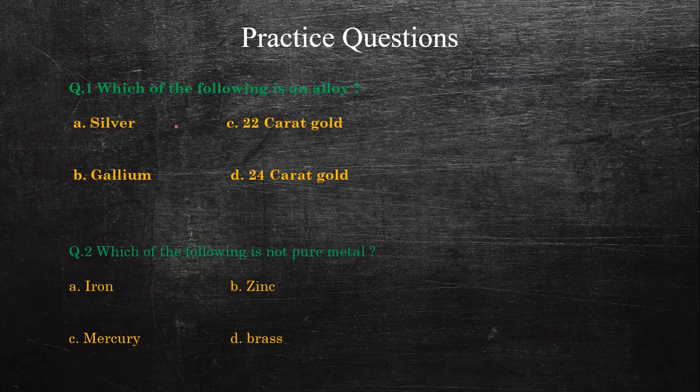Now let's look at the practice questions. Which of the following is an alloy? Silver, gallium, 24 karat gold, and 22 karat gold. We discussed while covering pure metals that 24 karat gold is a pure form of the element. Similarly, silver is a pure element, and gallium is also a pure element. So the remaining one is 22 karat gold, and we have discussed that to make gold harder, stronger, or less brittle, 22 karat gold is used because it is an alloy of gold.